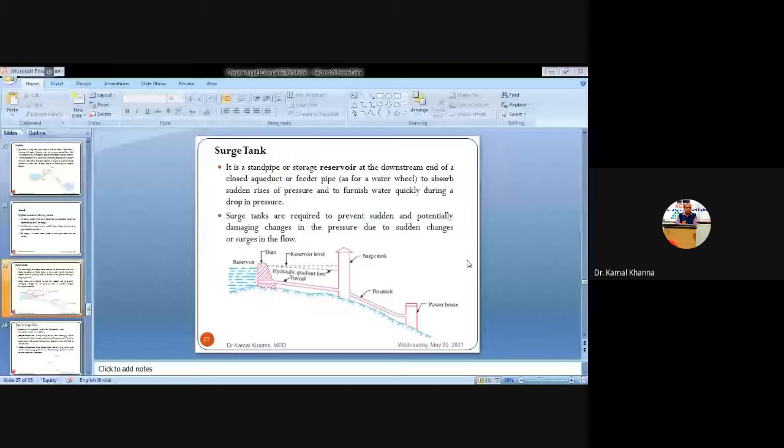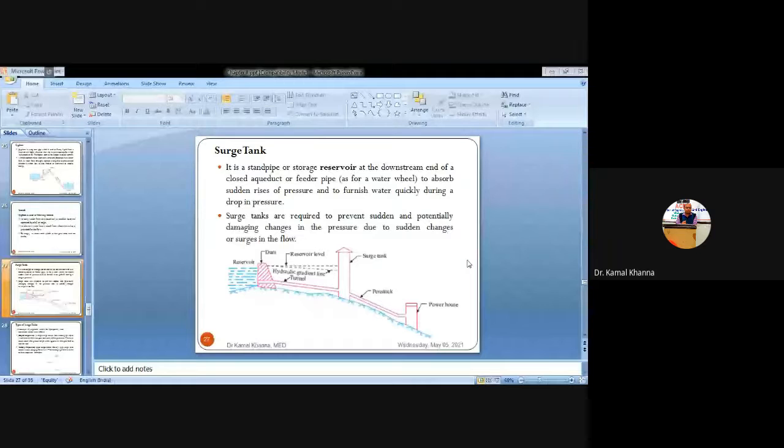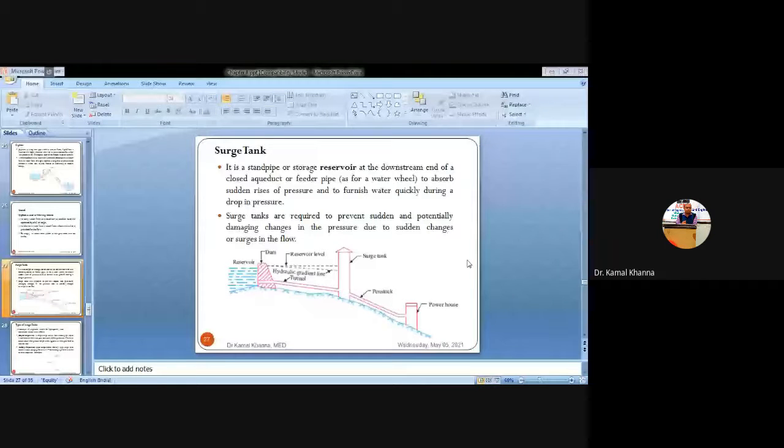So to avoid water hammering, or the sudden change in the pressure due to the sudden change in elevation of the water which is being transported from higher height to lower height, we have installed a surge tank. So what is the function of the surge tank? You can see as soon as the water is being transported from the dam using the tunnel to the lower point, we have installed a surge tank. What is the surge tank doing?